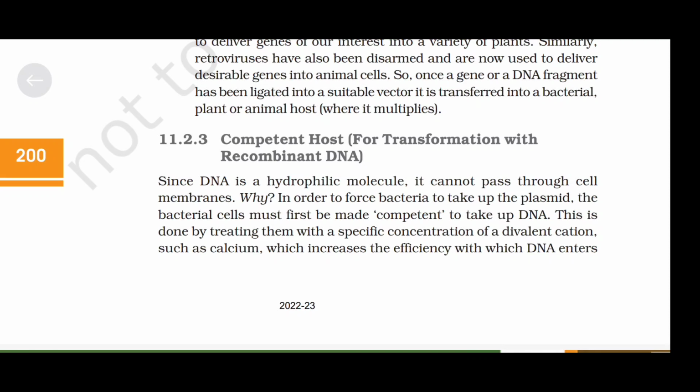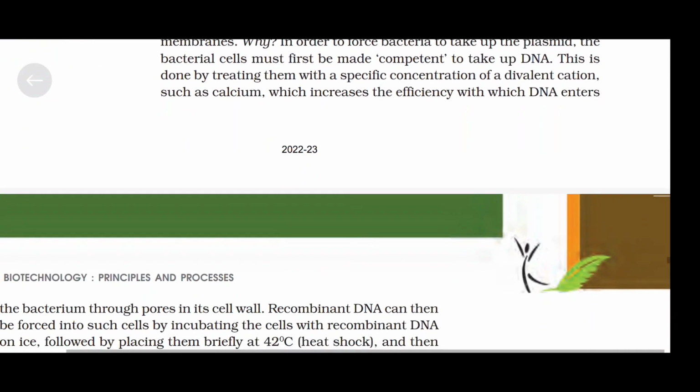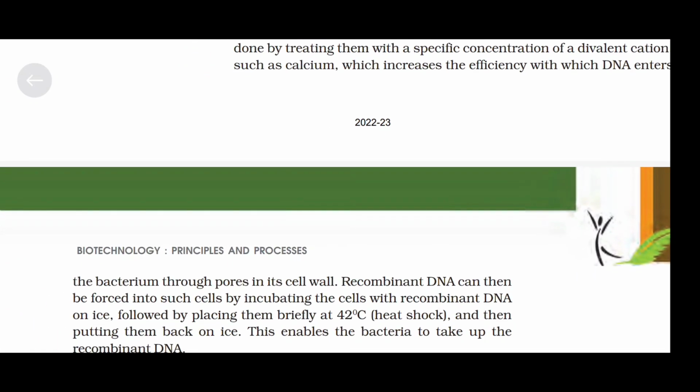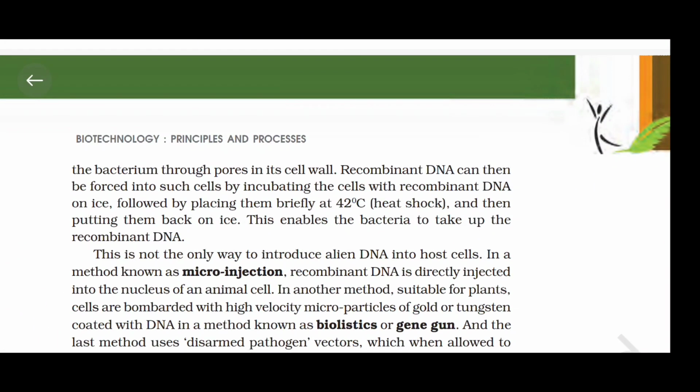Why? In order to force bacteria to take up the plasmid, the bacterial cells must first be made competent to take up DNA. This is done by treating them with a specific concentration of a divalent cation, such as calcium, which increases the efficiency with which DNA enters the bacterium through pores in its cell wall.